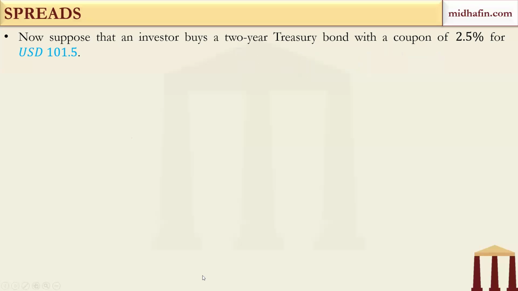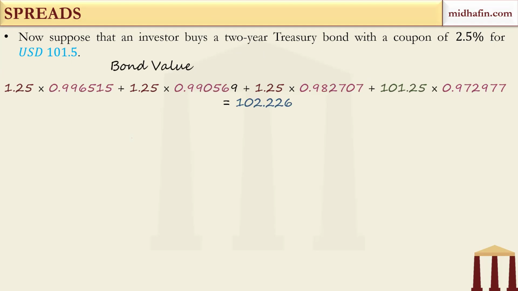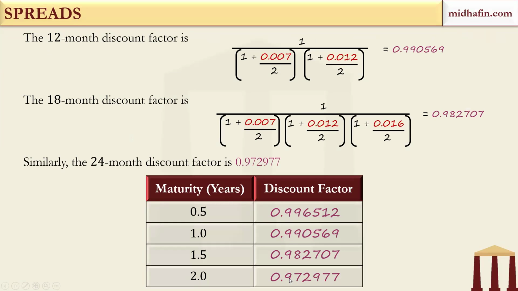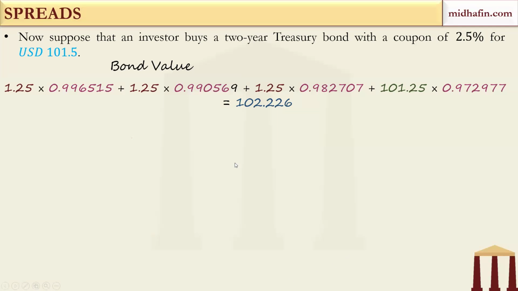Next, once I have the discount factors, let's say there is an investor who was able to buy a 2-year bond, which is paying a 2.5% coupon. And the price that he paid was 101.5. This is the price that he ended up paying. Now, if you use the discount factors that you calculated earlier, the ones we saw in the table, which were the discount factors on the date of purchase, the fair value of this bond should be $102.226.